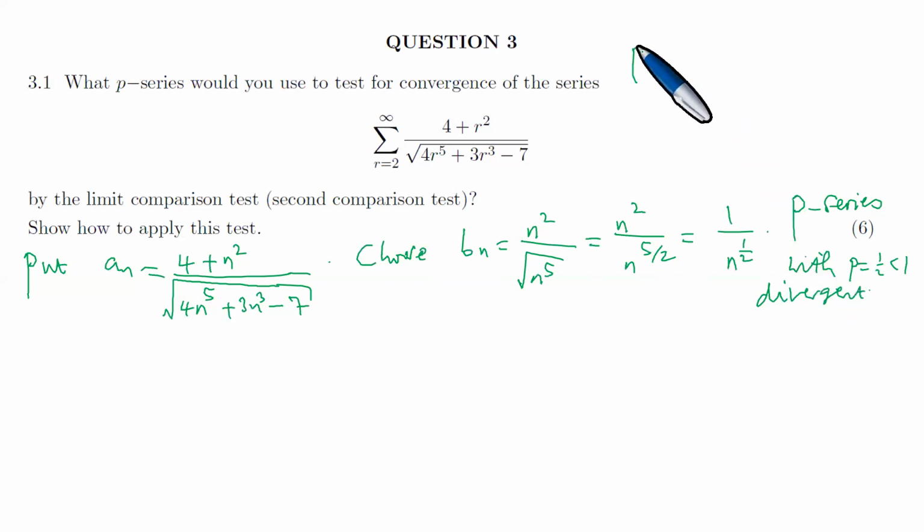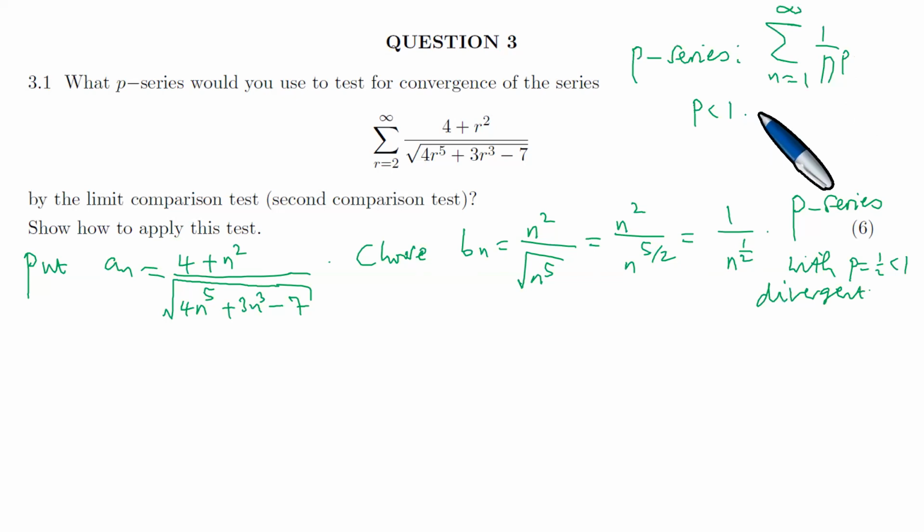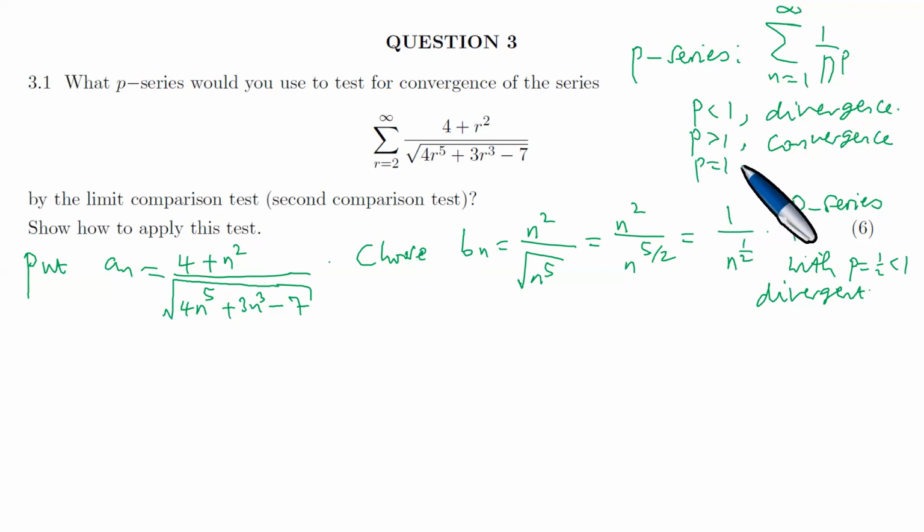Okay, because by a p series, we mean a series of the form 1 over n to the power p from n equals 1 to infinity. There's 3 cases. For divergence, we mean this one. So it will diverge. But when p is bigger than 1, then we have convergence. Right, when p equals 1, we have divergence.